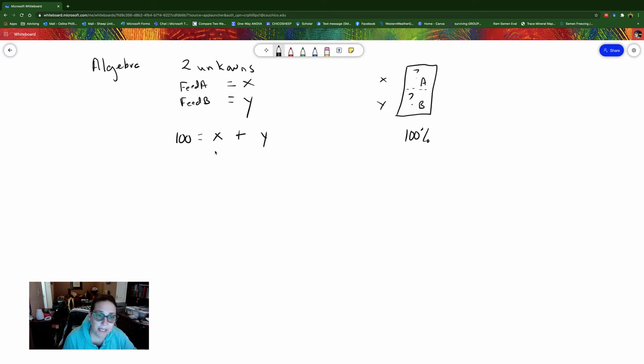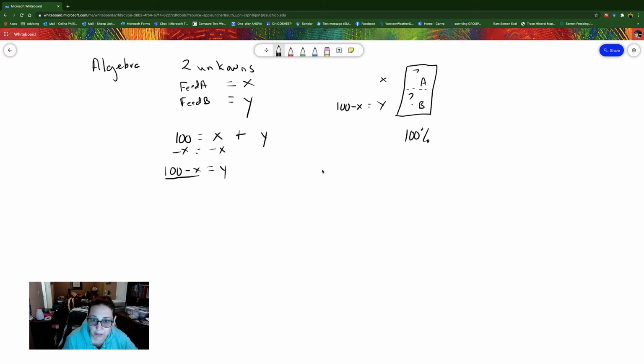But if we subtract X from both sides, we can actually solve such that Y is going to be the same expression as 100 minus X. So feed B can actually be represented as 100 minus X as well. So now, instead of two unknowns, we truly only have one unknown.